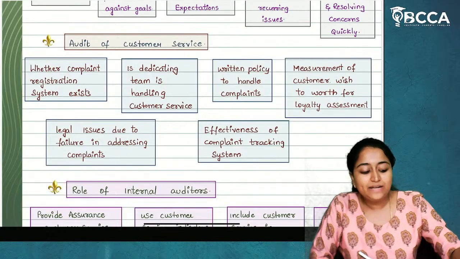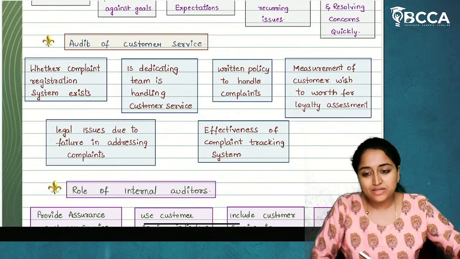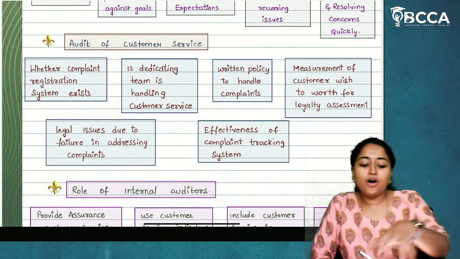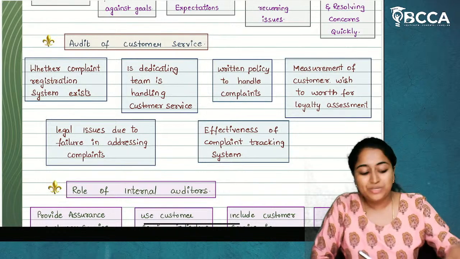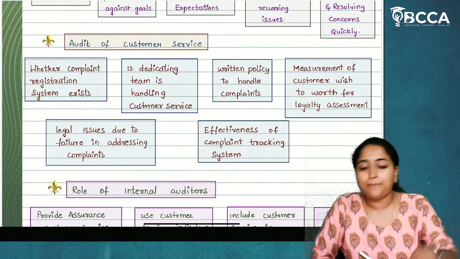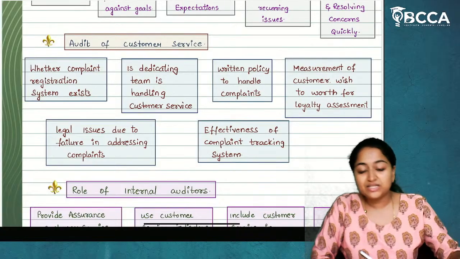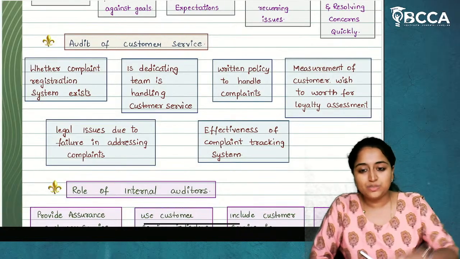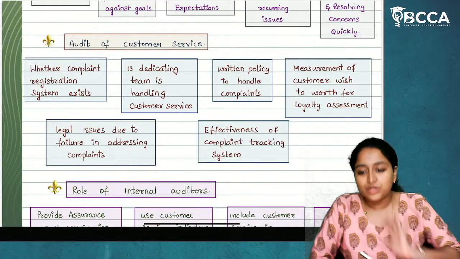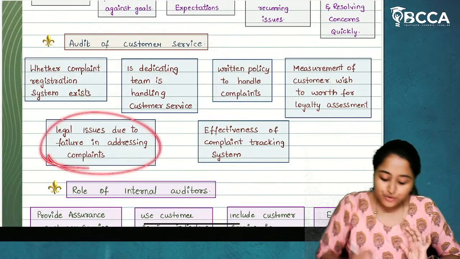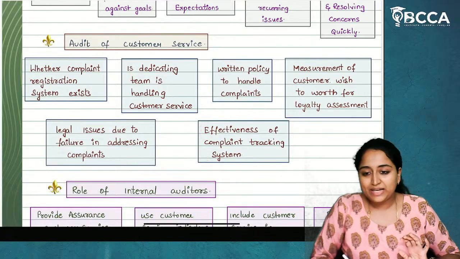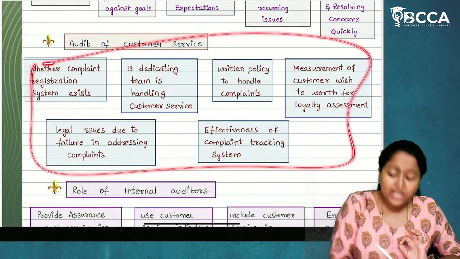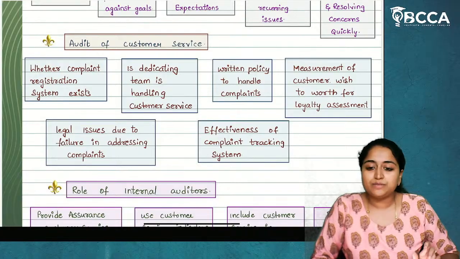If the customer wants water, and the organization is also providing the same water with the same quantity, which means whatever price the customers are paying is a worthful price. Whether there is a wish to worth, whatever price is being paid for the need, whether it is worthful or not. Legal issues due to failures in addressing complaints. Effectiveness of complaint tracking system. So this is the audit which is done in customer service.